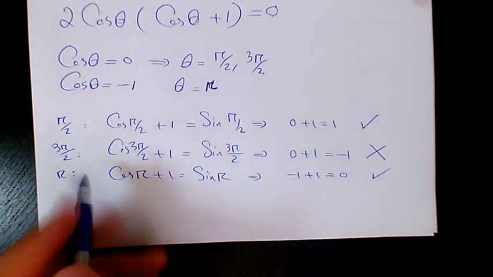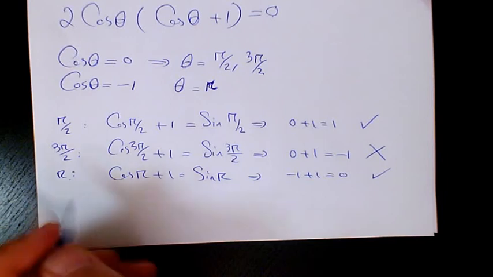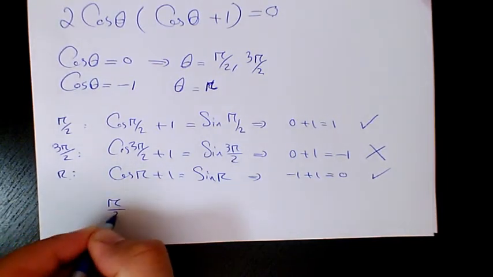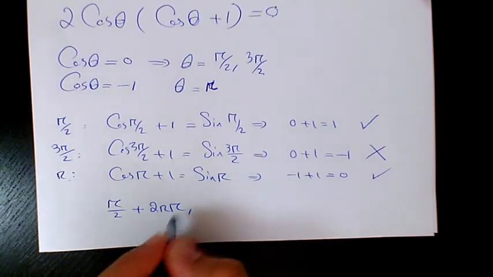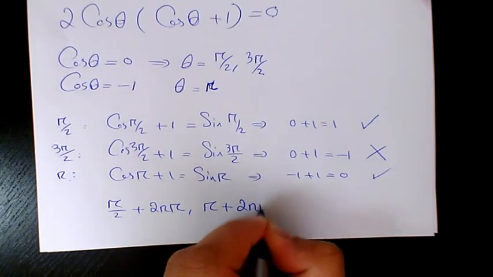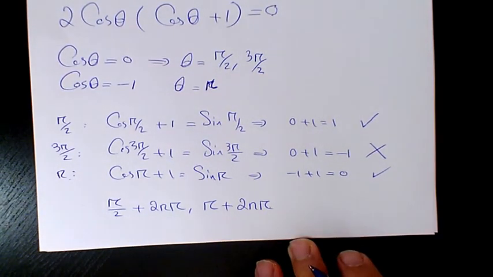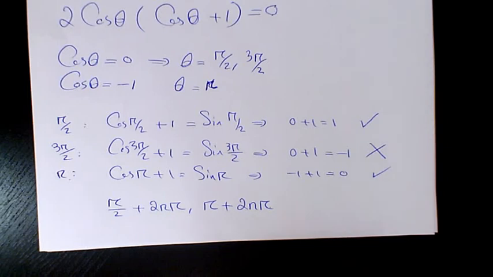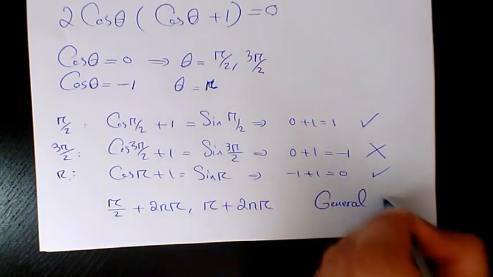So the two answers we have are pi over 2 and pi from 0 to 2 pi. So it's going to be pi over 2 plus 2n pi. And here we have pi plus 2n pi. So basically these two are going to be the general solution to this equation.